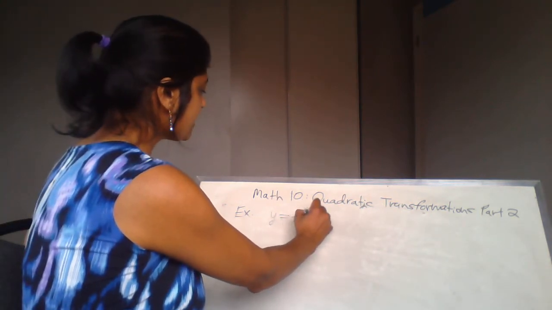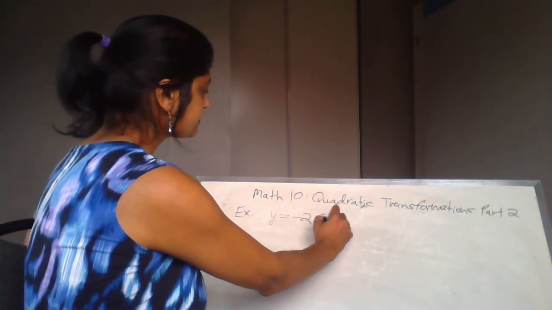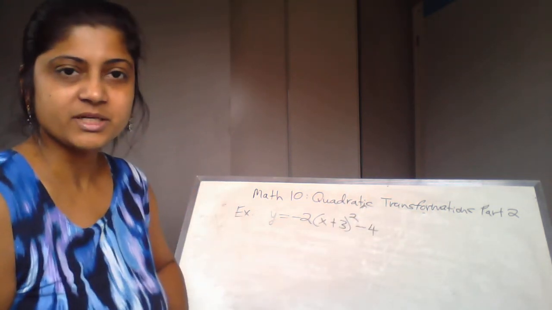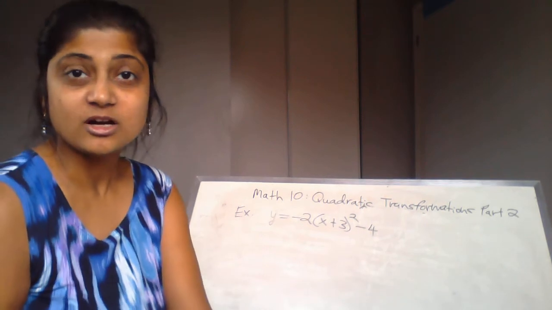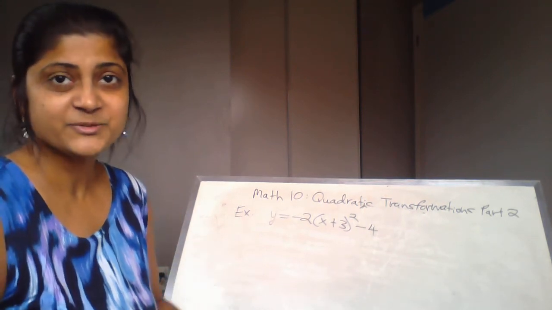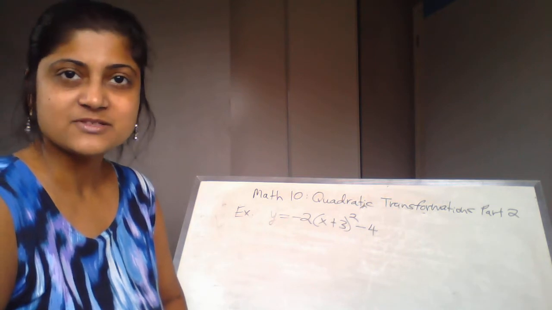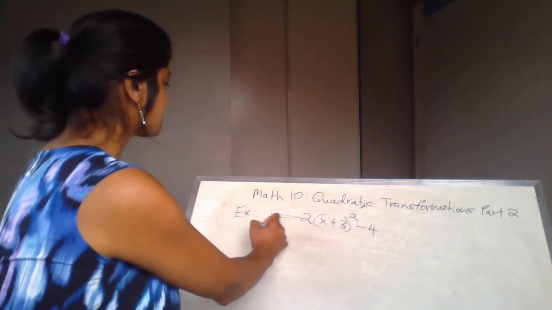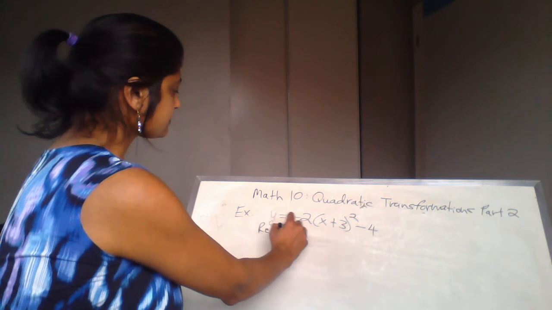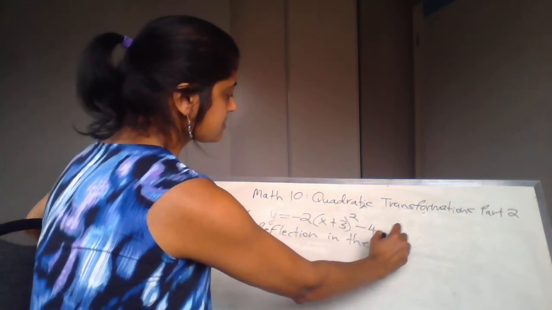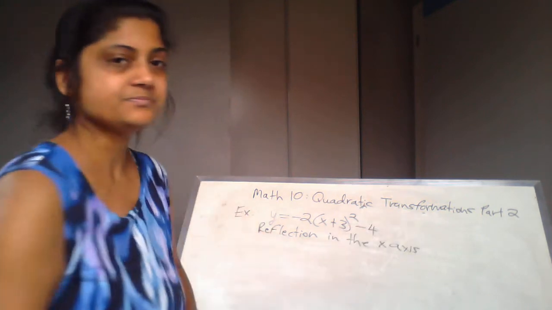Say it is y equals -2 (x plus 3) squared minus 4. Here I tried to include all of the transformations in the quadratic. So let's try writing it out. First I see that there is a negative sign here, which means that this is a reflection in the x-axis.